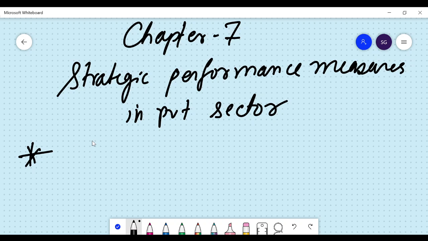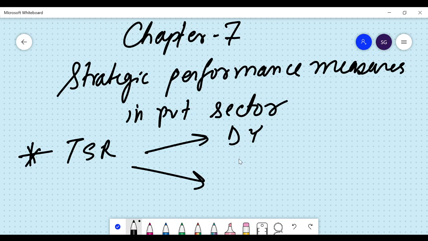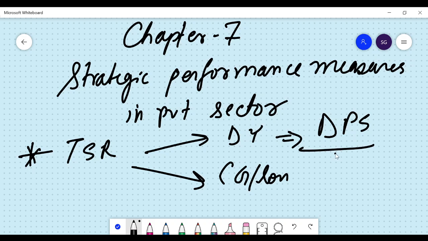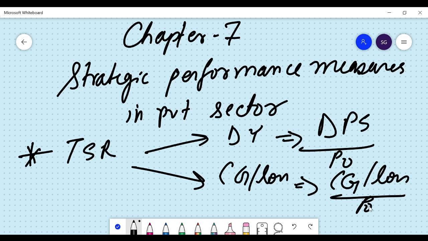We know that the overall measure of whether shareholders' wealth has increased is total shareholder return. It comprises two things, dividend yield and capital gain or loss. Dividend yield is calculated as dividend per share divided by P0, which is price at the start of the year, and similarly capital gain or loss divided by P0.